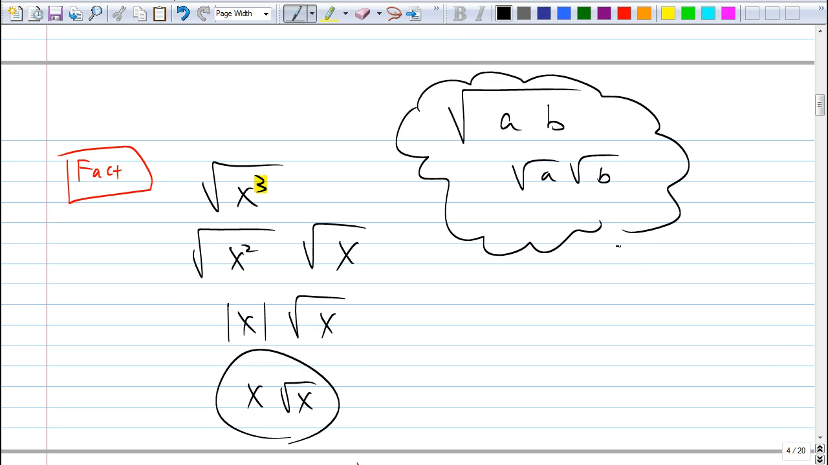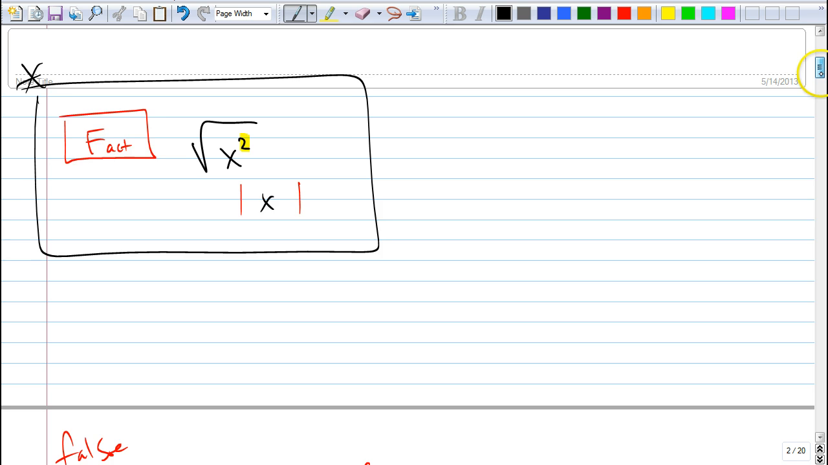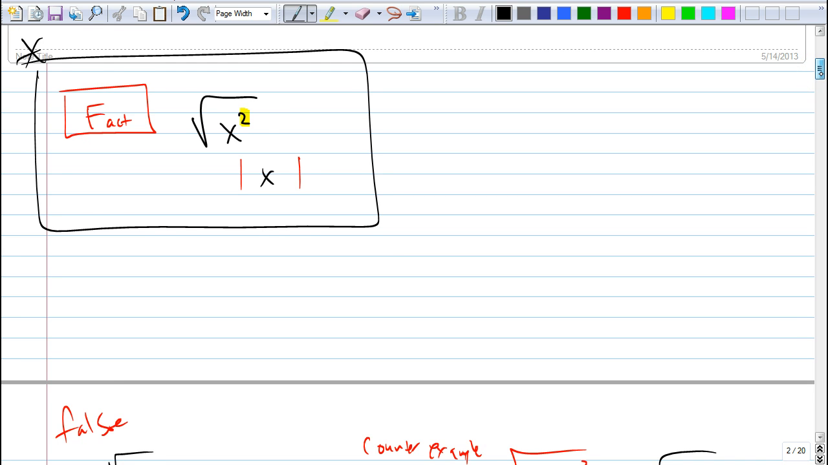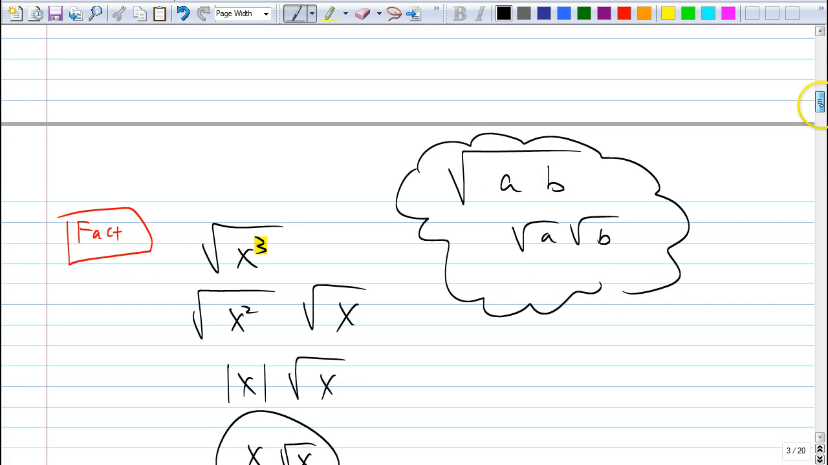Who thinks they know why we don't need the absolute value in this case? Didn't we just say the square root of x squared is the absolute value of x up here? That was one of our facts. We just talked about it. We want to make sure that when you simplify, a positive expression becomes a positive expression. How come we don't need the absolute value in this case?